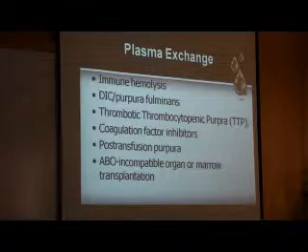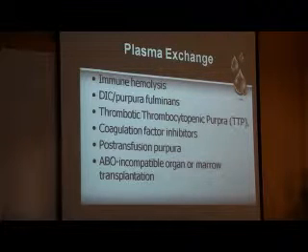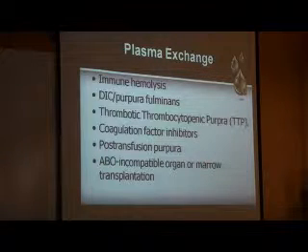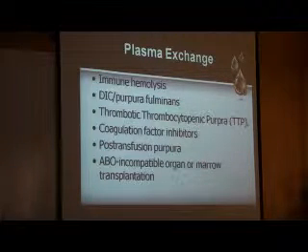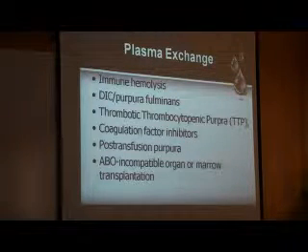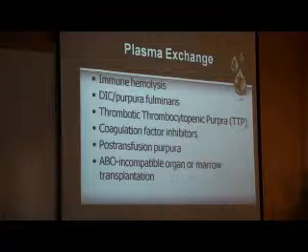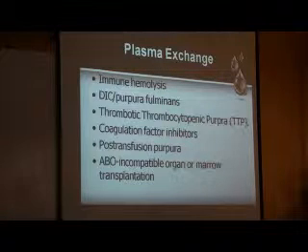The last is plasmapheresis. Plasmapheresis in hematology is going to be used like in other adult patients. It's going to be used in autoimmune hemolysis, purpura fulminans and DIC, thrombotic thrombocytopenic purpura, as Dr. Noha said, coagulation factor inhibitors, post-transfusion purpura, and ABO-incompatible organ or marrow transplantation.